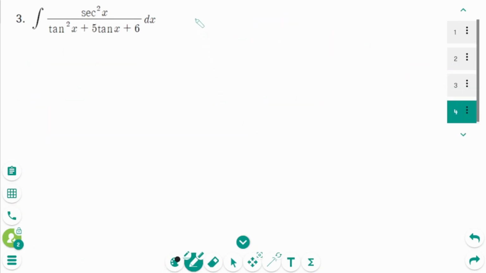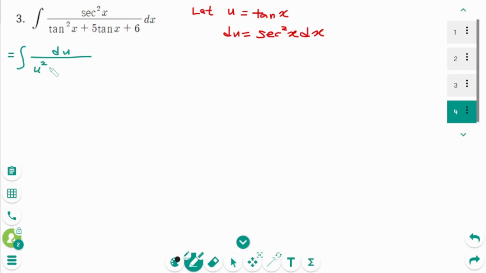This is the last one. Use u substitution. Let u equal tangent x, then differentiate each side. du equals secant squared x dx. The integral of the numerator is du over tangent x is u, then u squared plus 5u plus 6 equals the integral of, we can factor the denominator, 1 over u plus 2 times u plus 3 du.